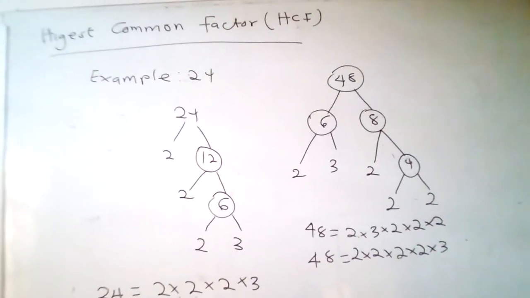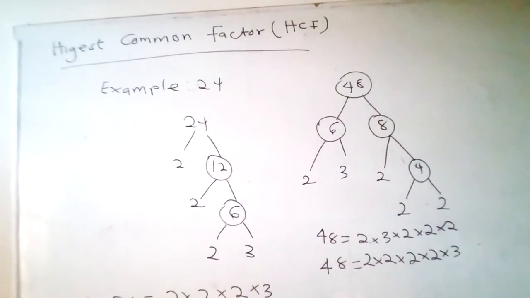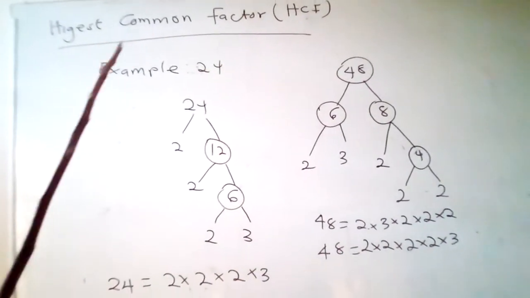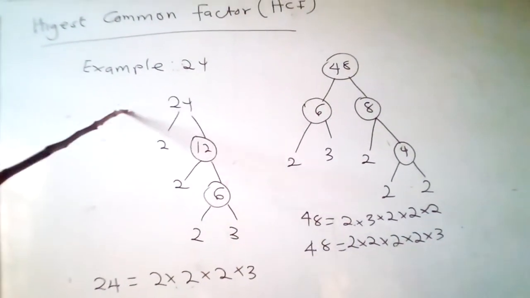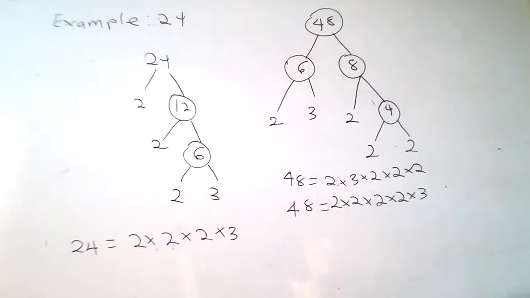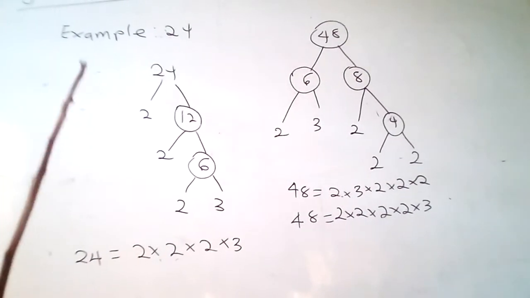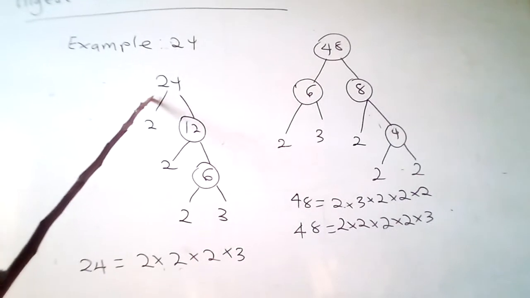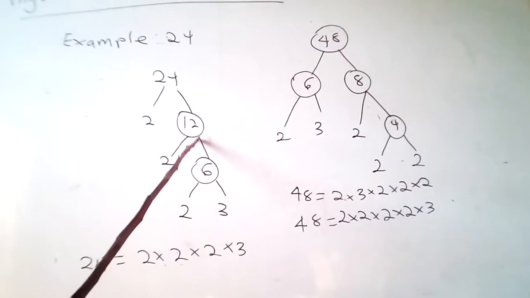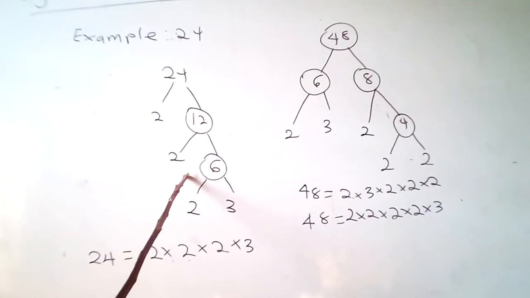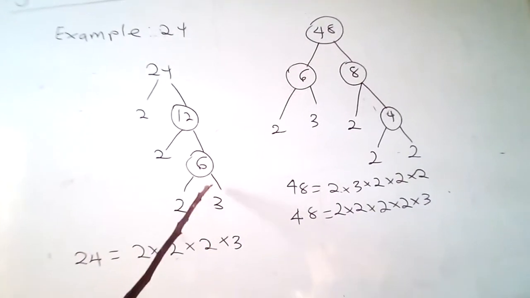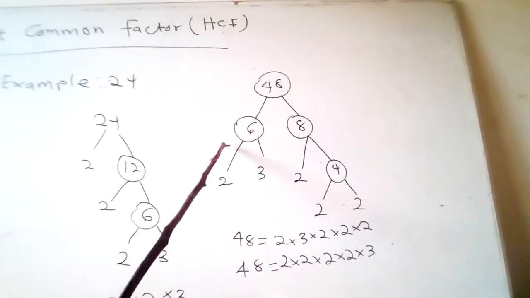Before we determine the HCF of numbers, let us look at how to find the prime factors of numbers using the factor tree. Because of the shape of this thing, we call it a factor tree. If you have 24, look for a number that can go into 24. 2 can go into 24 12 times. 2 can go into 12 6 times. 2 can go into 6 3 times.